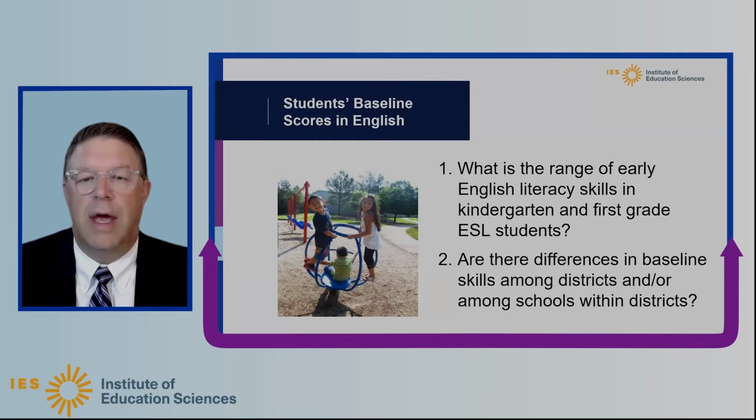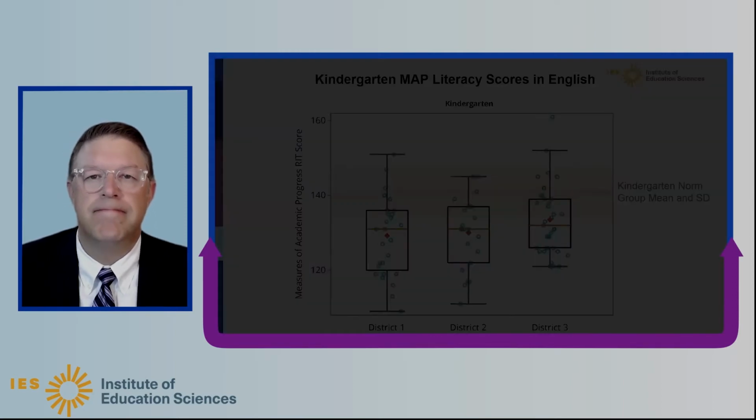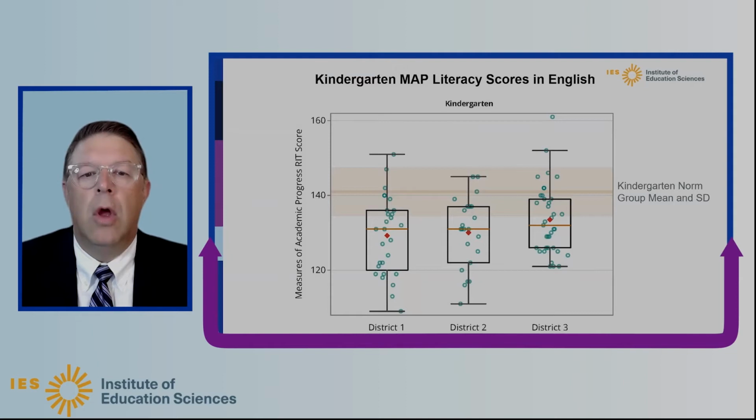Remember from what Leslie just said, we worked in 3 districts, and our outcome measure was MAP Growth K2, which is a computer adaptive assessment that produces an overall RIT score. What you see here are scores for only kindergarten students at school entry. And you'll remember our 2 questions from the previous slide were about the range of literacy skill performance within our group of ELs, and second, whether there were potential differences in baseline skills by district or by school.